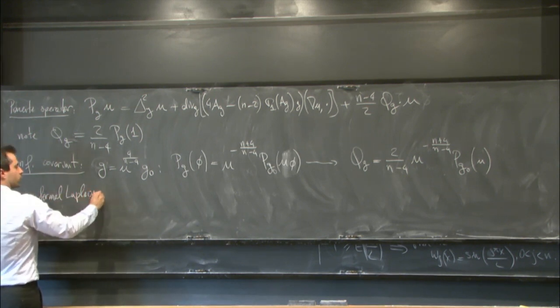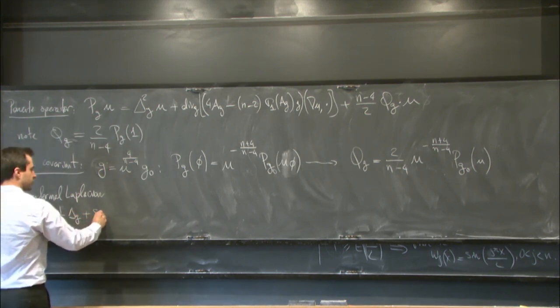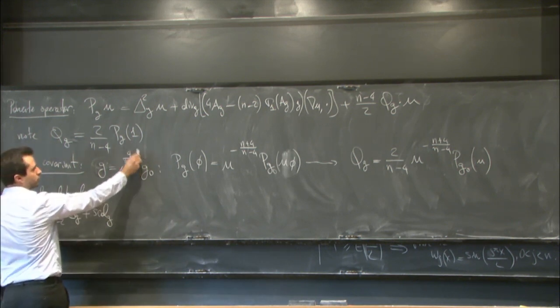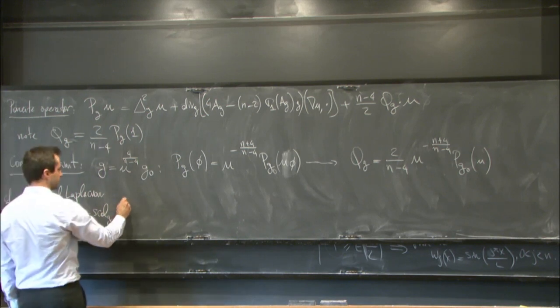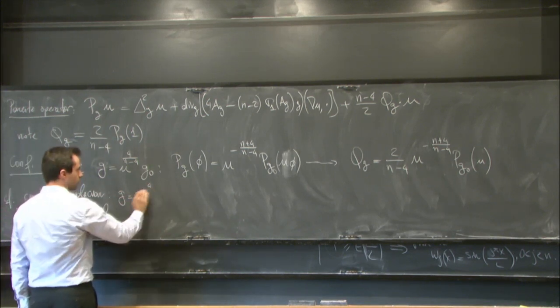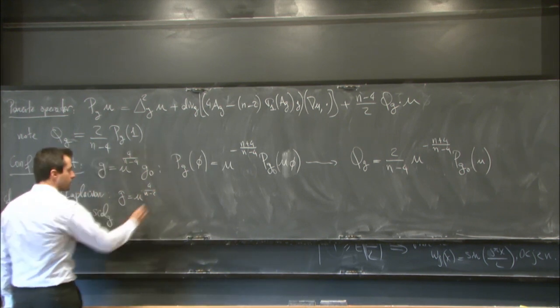So the conformal Laplacian L_g is 4 times (n minus 1) over (n minus 2) times the Laplacian of g, plus the scalar curvature. For this operator, it's conventional to use a different power here. So in this case, g would be u to the 4 over (n minus 2) times g0.